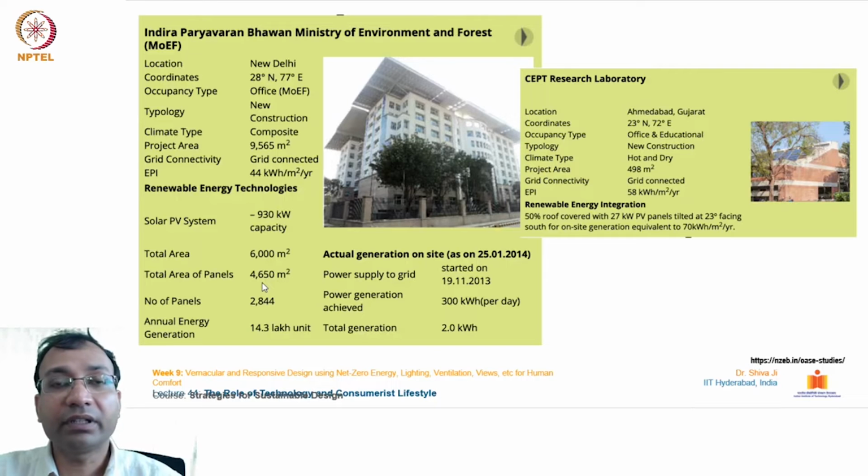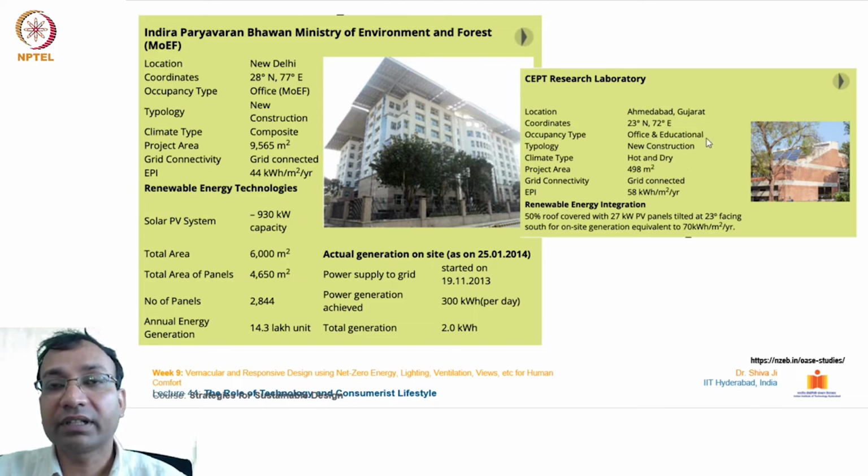So which is huge, in terms of a ratio, if we see the total number of panels, 2,844 installed, and the annual energy generation is 14.3 lakh units, which is quite sufficient. So this building takes care of its own power requirements, as well as it supplies electricity to the grid.